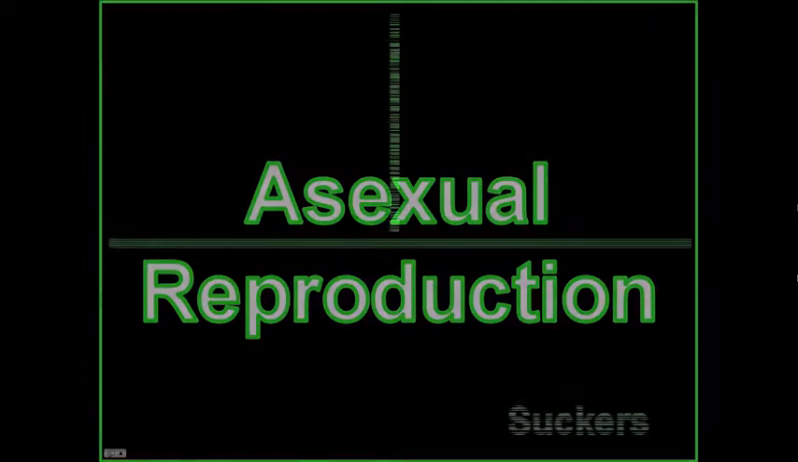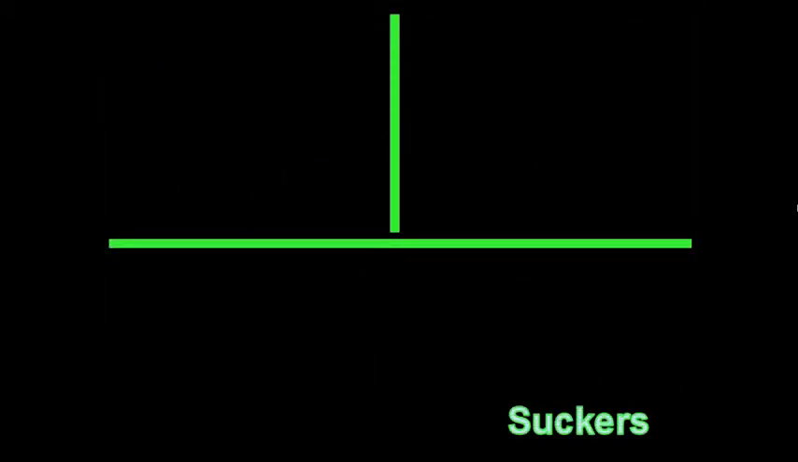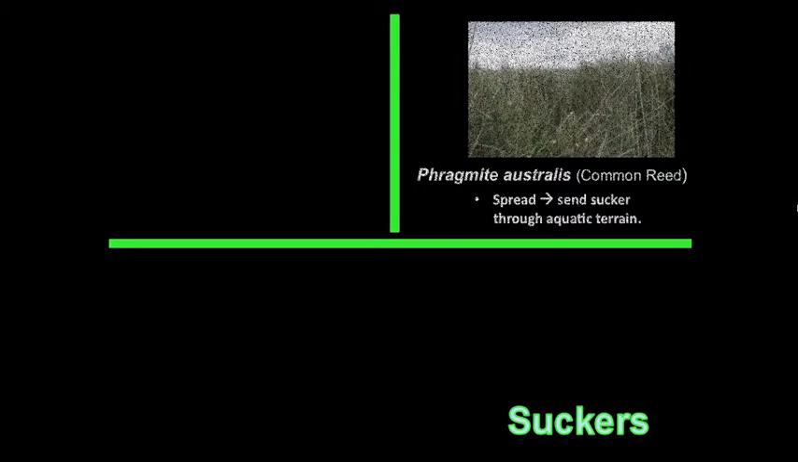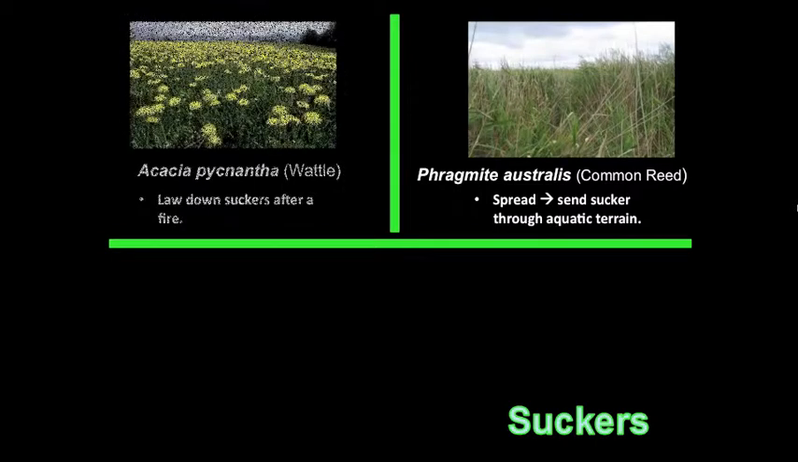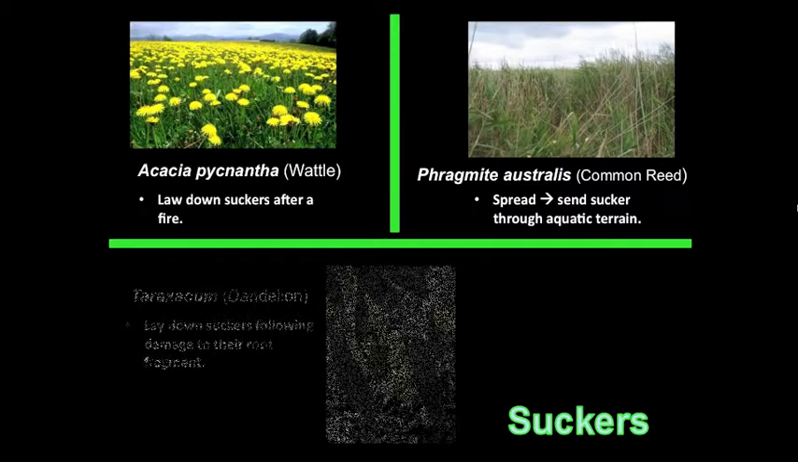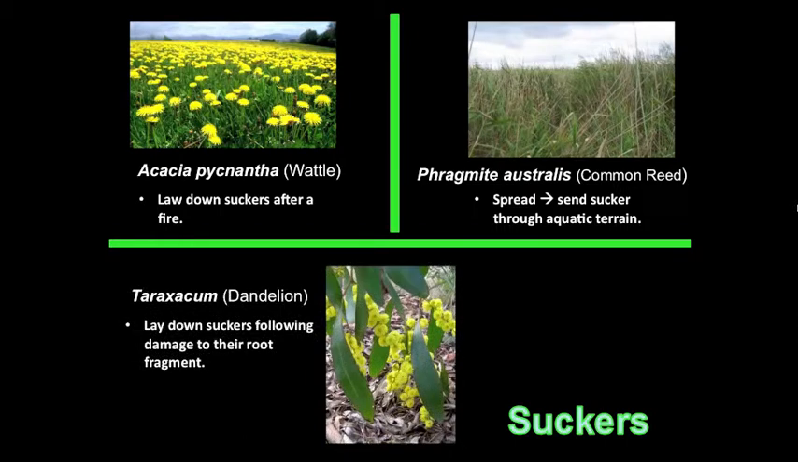Suckers are an example of vegetative reproduction in which a new adult clone is formed. Some plants, such as the common reed, spread prolifically by sending suckers through the aquatic terrain, whereas wattles can lay down suckers after a fire. Others, such as dandelions, lay down suckers after damage to their root fragment. Runners may also be laid down by plants such as spinifex grass.